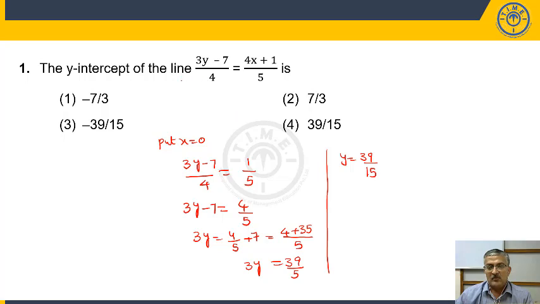So y-intercept కావాలంటే x ప్లేస్లో 0 సబ్స్టిట్యూట్ చేయాలి. x is equal to 0 సబ్స్టిట్యూట్ చేస్తే ఈక్వేషన్ ఏమైందంటే 3y minus 7/4 is equal to 1/5. So 3y is equal to 4/5 plus 7. So LCM 5, 5 7s are 35 plus 4, 39/5 is equal to 3y. So y is equal to 39/15. That is fourth option.